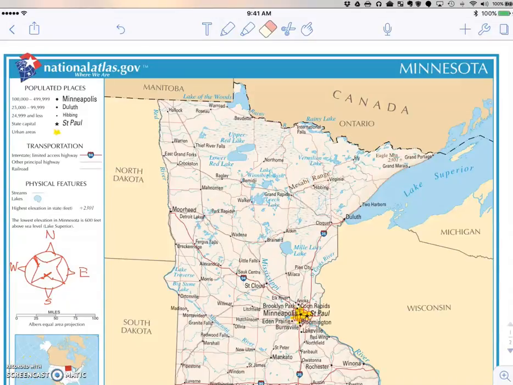Hello students, today we are going to look at how to use the compass rose, which is right here. So that's a compass rose, and we are going to learn how to use the scale, which is right there.